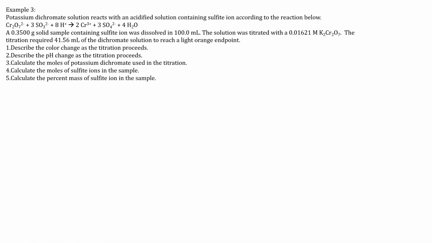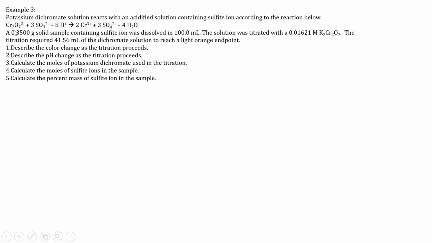The first part can be a little tricky, so you have to kind of visualize what we're doing in the lab. It wants us to describe the color change as the titration proceeds. Well, we know it's going to end with a light orange. We want to know, is it going from a dark orange to a light orange, or from a colorless solution to a light orange? How is the color changing as the titration proceeds?